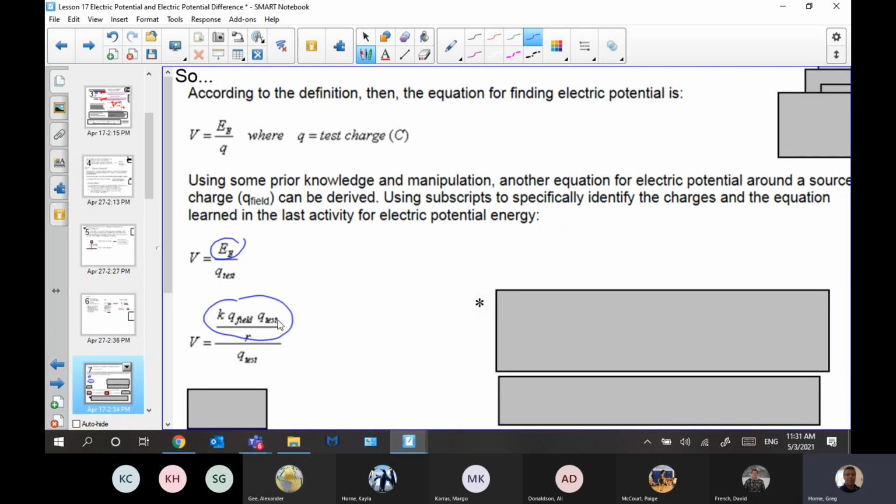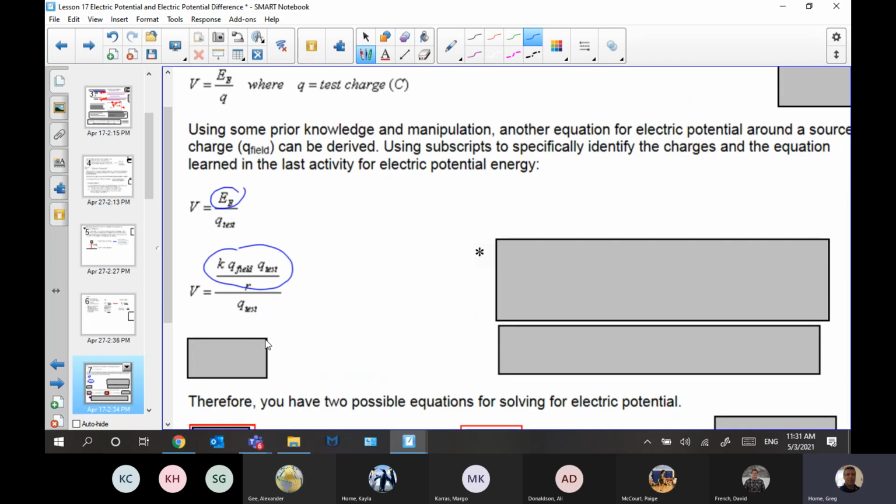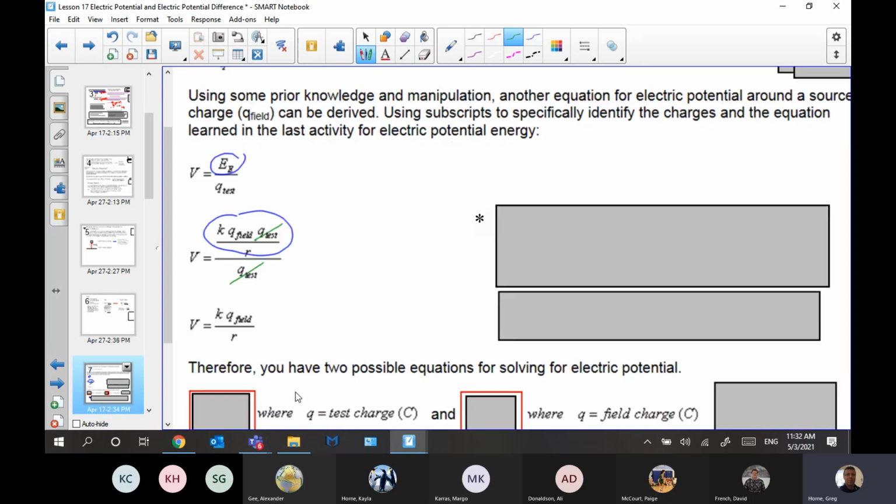So the electric energy, sorry, would be the K value, the 9 times 10 to the 9, times the quantity of the charge causing the field, times the quantity of charge that the test charge is, divided by the distance between the two things, right? But now we're talking about that electric potential energy per that actual test charge. So you can see here, test charge divided by test charge is going to cancel out. So we have electric potential. The equation is just KQ over R.